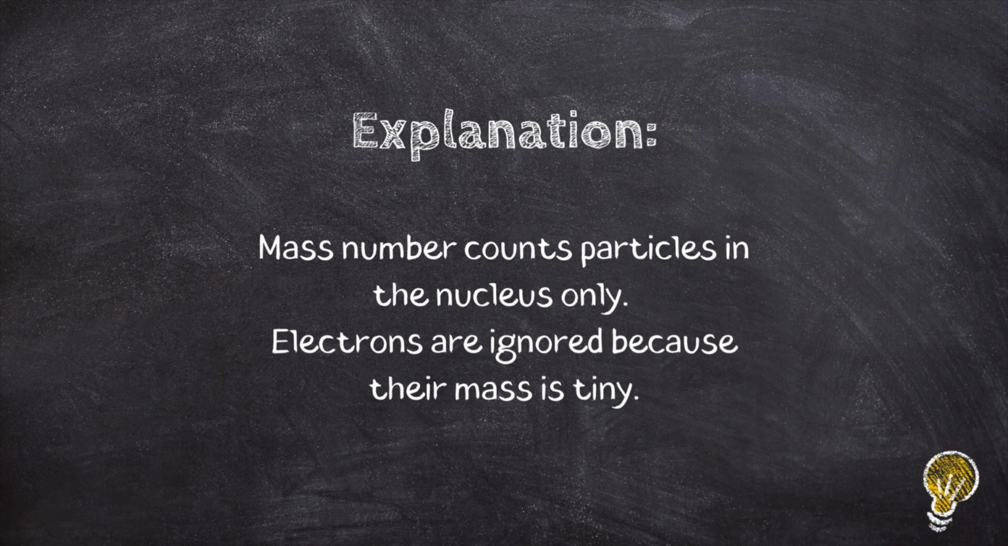Because electrons have an extremely small mass compared to protons and neutrons, so small that at GCSE level we completely ignore them. So remember clearly, atomic number equals protons, mass number equals protons plus neutrons. If you can separate those two ideas confidently, you'll avoid one of the most common exam mistakes in atomic structure.